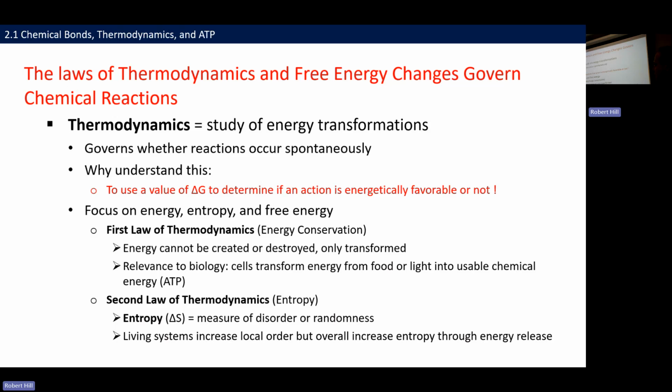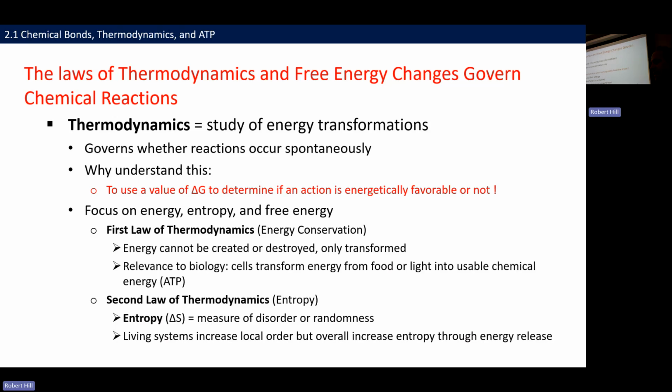The second law of thermodynamics has to do with entropy, and this is disorder and order in the universe and how that applies to biology. So biological systems, look at the sentence here: living systems increase local order, but overall increase entropy through energy release. So the universe is always moving in a direction of disorder.